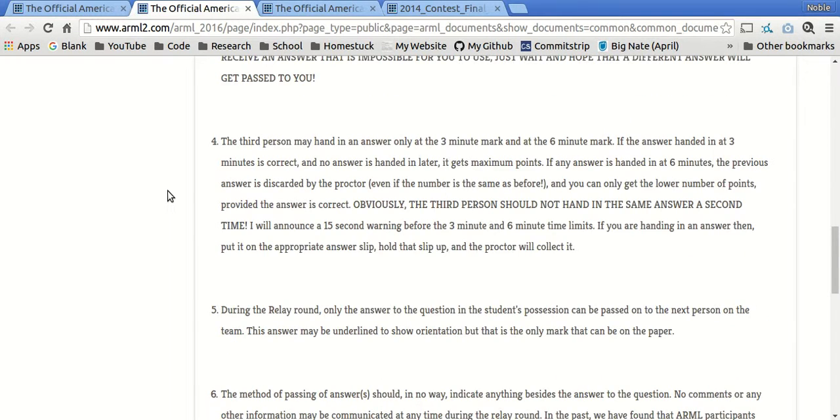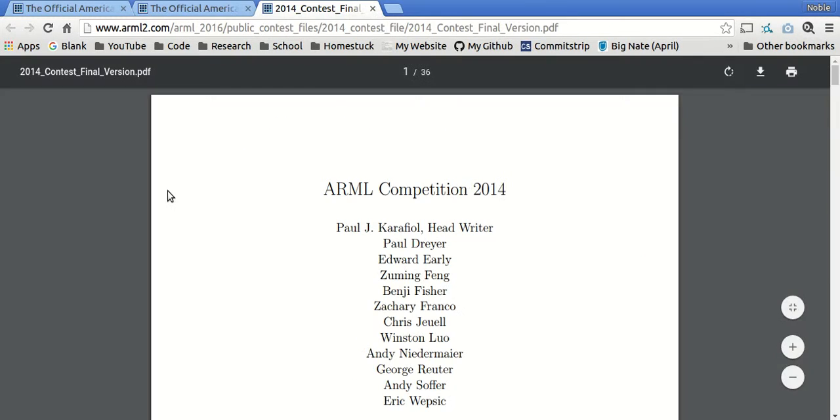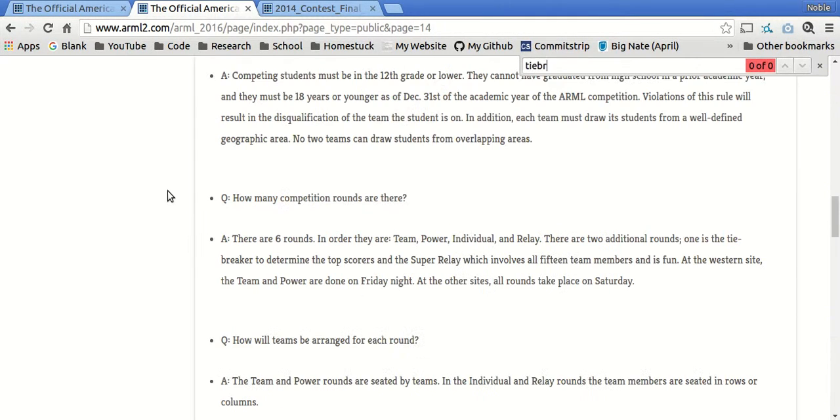And then there's this thing called the power round, which is basically, you have 1 hour, and I guess you all work together, and you do this proof. I'll show you in this comp. But it's really big. And then there's also a tiebreaker round. I don't know how the tiebreaker round works. And then there's the super relay, where you have a group of 7 people, and then you have another group of 7 people, and then you have a 15th member.